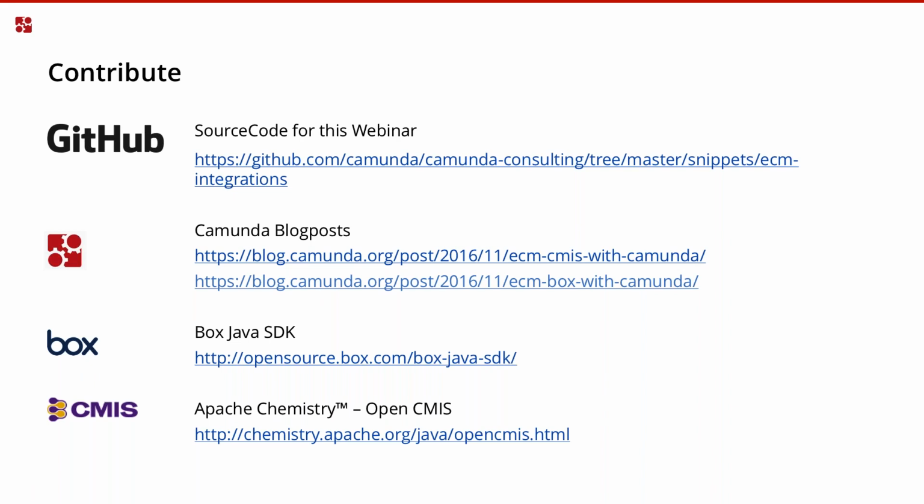Of course, the source code for this webinar is available on GitHub. You can go to this link within our Camunda consulting repository and click on snippets and then on ECM integrations. There you can find these two process applications which I've just shown you. You can check out the code and then change it the way you like. And this is, of course, only an example.